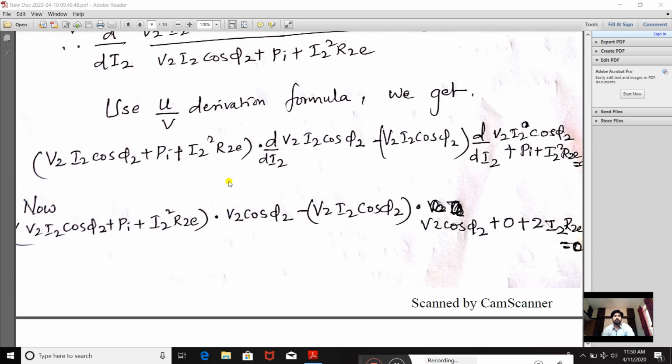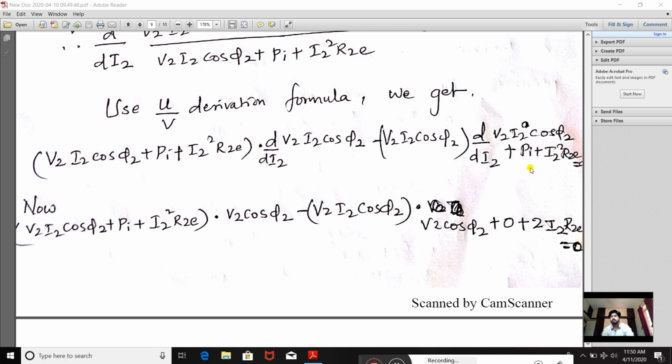Now if you differentiate, this term remains the same here. Then if you differentiate this term, I2 is the only variable, so with respect to I2 you get V2 cos phi 2, minus V2 I2 cos phi 2 kept constant, and differentiating this term with respect to I2, so the first term remains as it is, V2 cos phi 2 plus Pi is what?